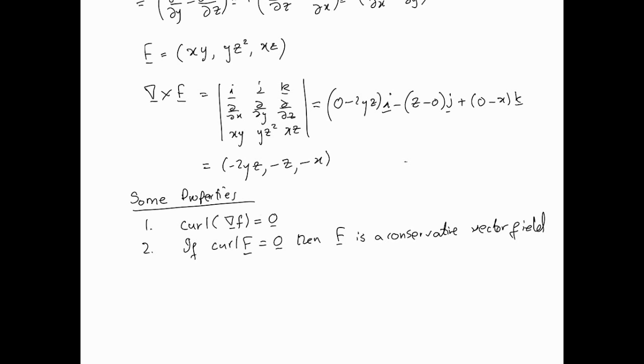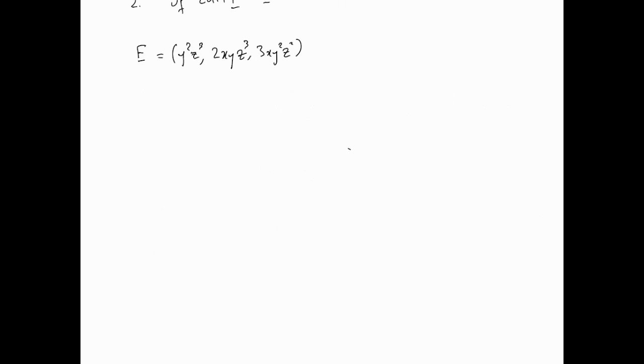So in our example here, this is a non-zero curl. So this means that this vector field here is not a conservative vector field, because what we get here is not the zero vector. Now here's another example. Let's try to see if this vector field is conservative. So we go with the curl as usual.